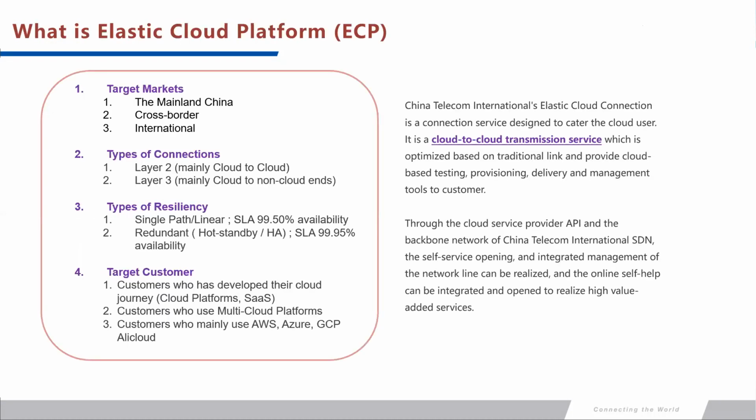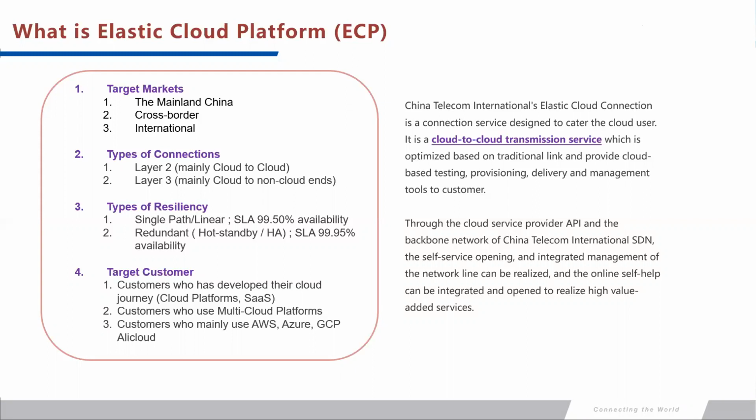What is ECP? ECP is Elastic Cloud Platform. The purpose of ECP is cloud-to-cloud transmission service. It helps customers connect to any cloud, whether in China or globally. For example, AWS in China, Azure in China, Azure or AWS in the US. These are our target connection clouds, also our target products. Our target markets focus on mainland China, cross-border, and global.